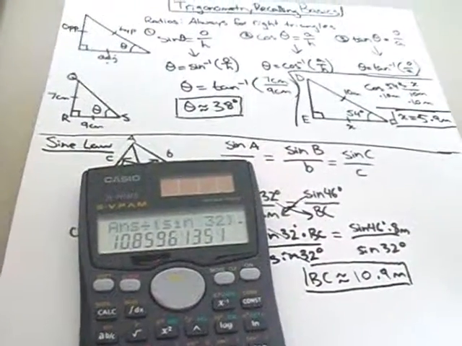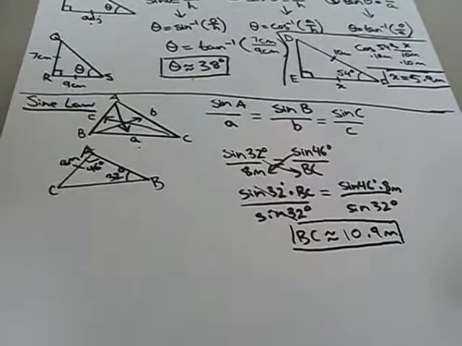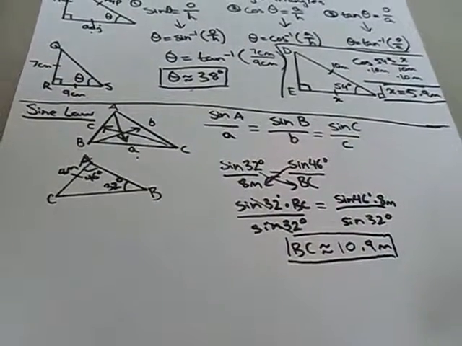And that's it. That's all you have to do. But there's always the question of the ambiguous case of the sine law, which is another concept taught in grade 10. It means that there may be two answers to a solution. There may be two answers to a question.